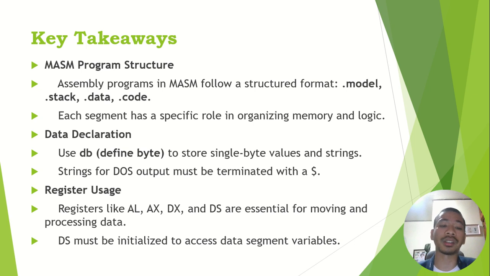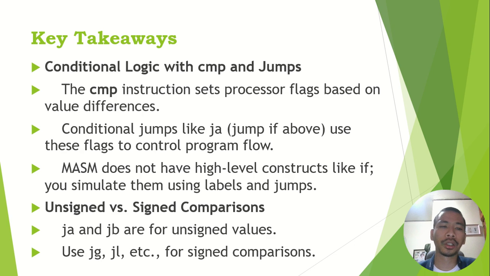Register usage: registers like AL, AX, DX, and DS are essential for moving and processing data. DS must be initialized to access data segment variables. In conditional logic with CMP and jump, the CMP instruction sets processor flags based on value differences. Conditional jumps like JA, jump if above, use these flags to control the program. MASM does not have high-level constructs like if, so you simulate them using labels and jumps.